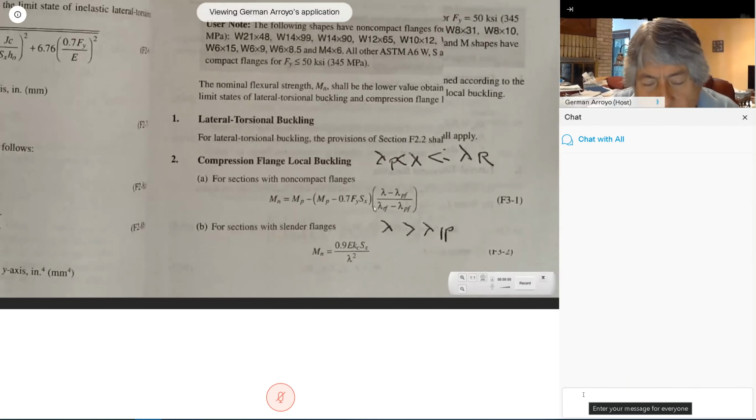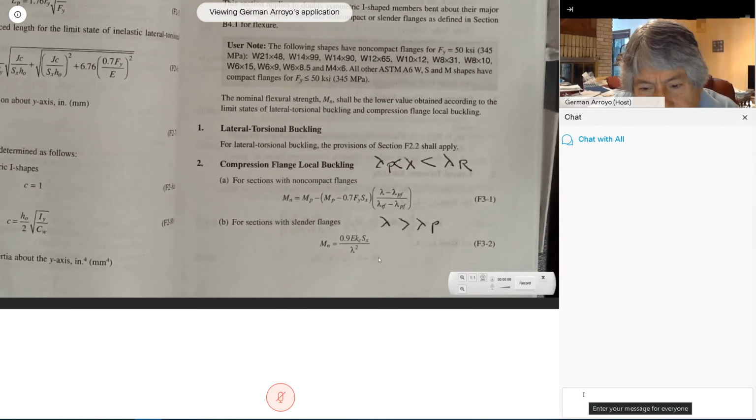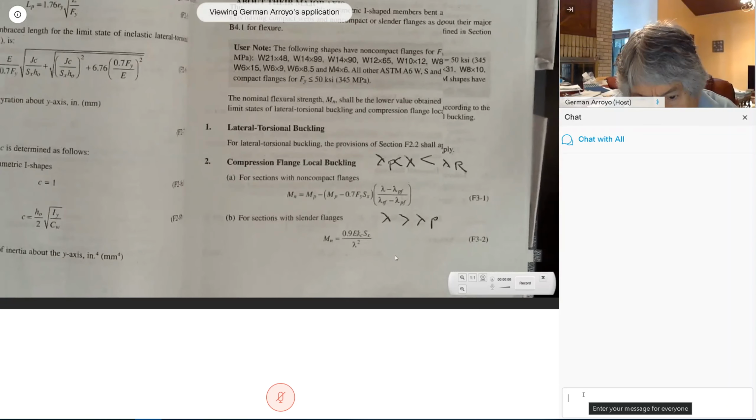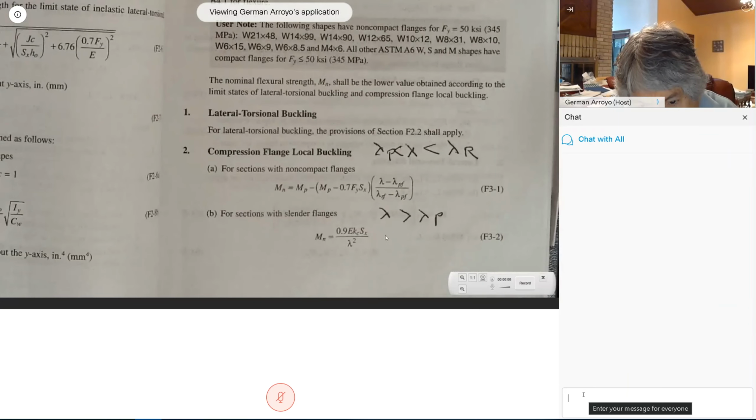If you have a section where your lambda is larger than lambda sub p, we have a slender flange. This is the equation that controls. Again, you can see the elastic behavior in it.